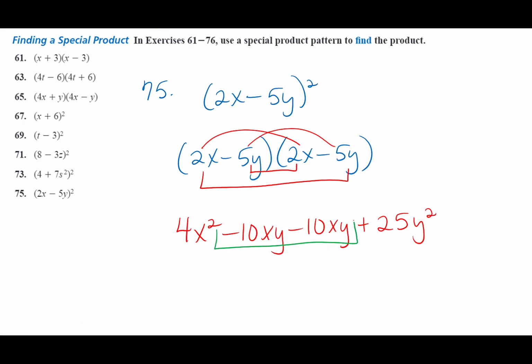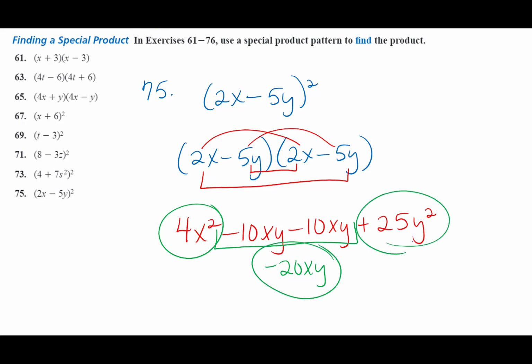Collect the two middle terms together. Negative 10xy combined with another negative 10xy is negative 20xy. And now I want you to notice these last three terms. We have the 4x squared, negative 20xy, and 25y squared. This whole time I've been telling you to keep it in descending order by choosing the term that has the highest exponent. Well, do you see that there's a tie? There's two terms that have an exponent of a 2.